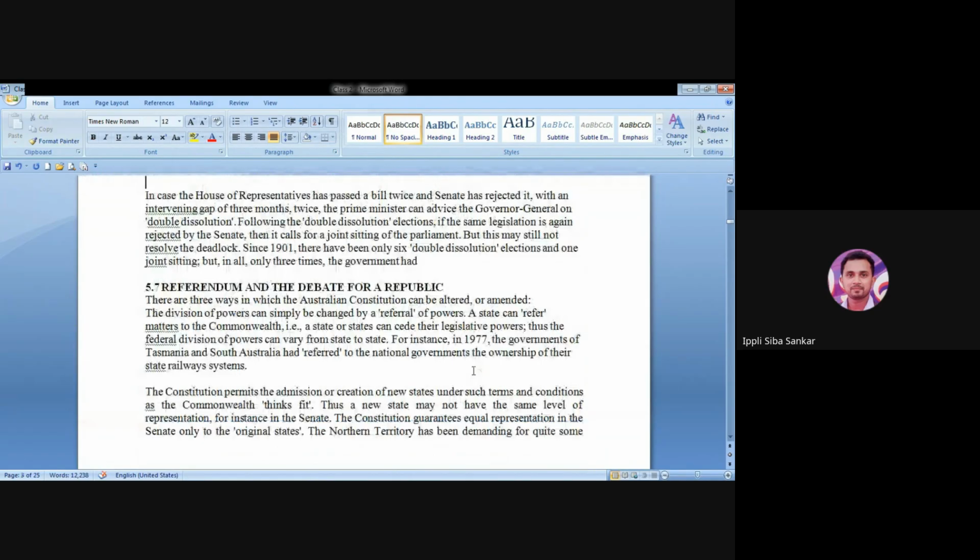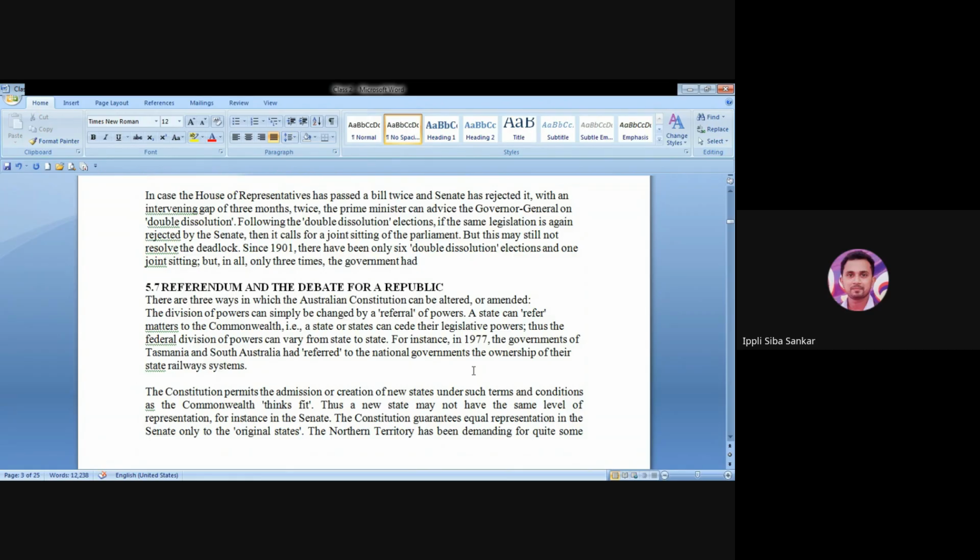Referendum and the debate for a republic. Previously, I have told you what a referendum is. Referendum means taking the view of the people of a particular area or a particular nation on some legal matter, to pass a particular bill, or on matters of making constitutional provisions, rules, regulations and principles. To take the view of the people, that is known as a referendum.